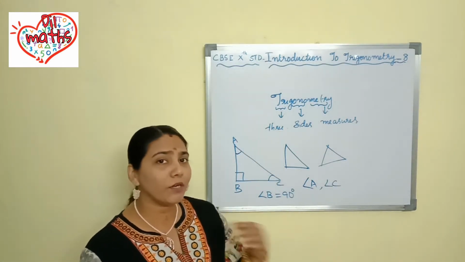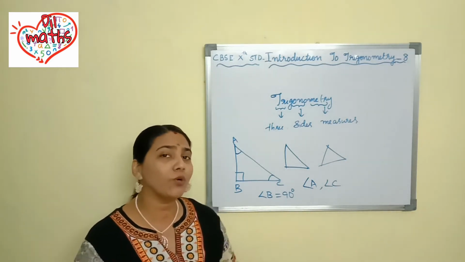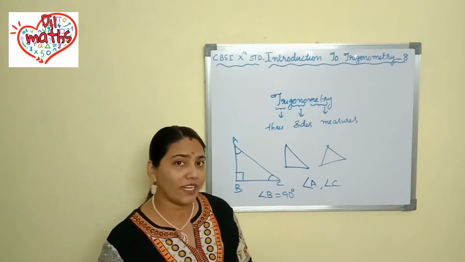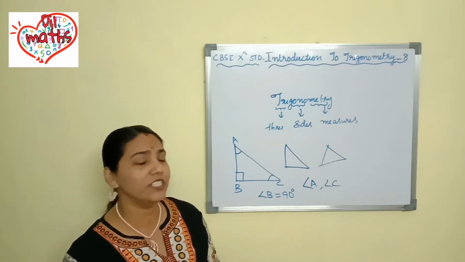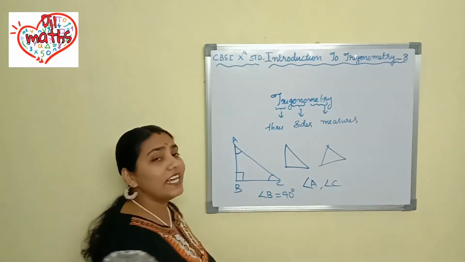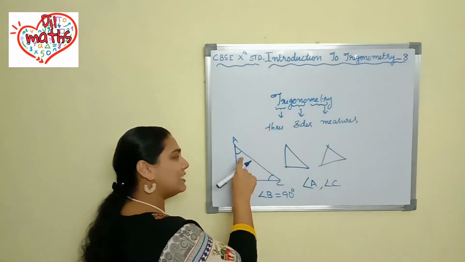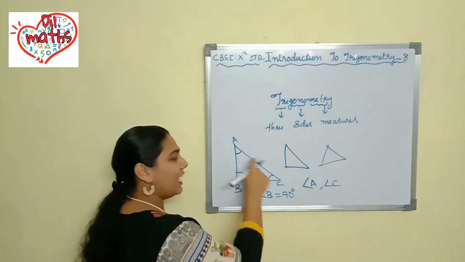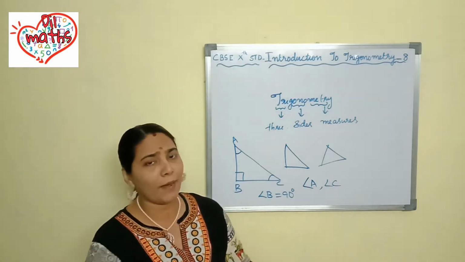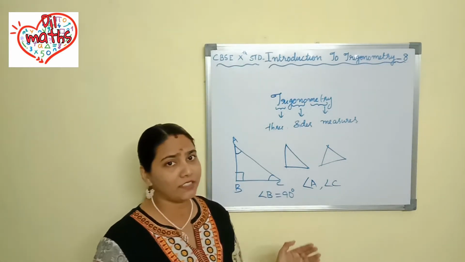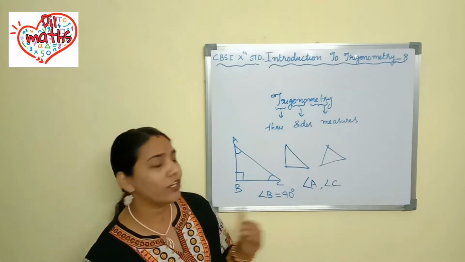So what about those 2 angles? Those 2 angles will be acute angles. What do you mean by acute angle? If an angle is less than 90 degree, that is called an acute angle. So here, angle A and angle C are less than 90 degree. So in this right triangle, angle A and angle C are acute angles. In every right triangle, apart from that 90 degree, the other 2 angles will be acute angles.